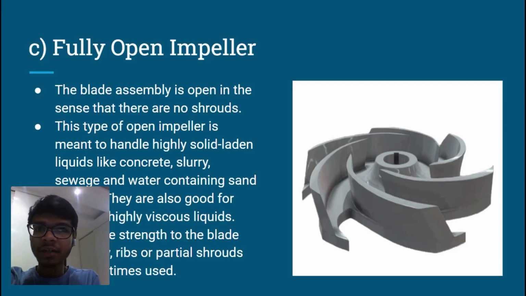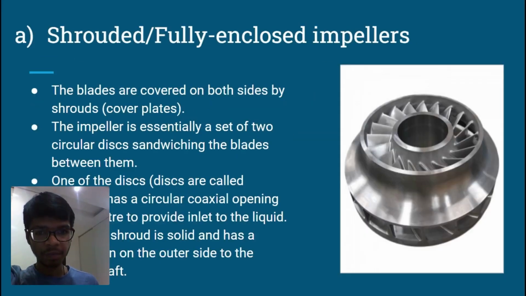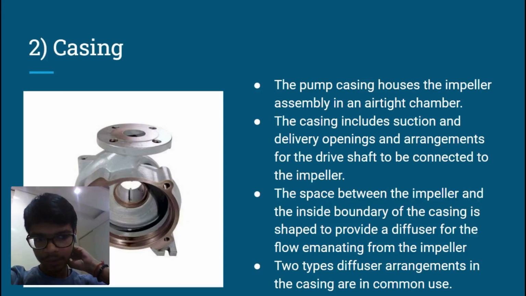So to provide strength to the blade assembly, ribs or partial shrouds are sometimes used, and the liquid slippage in the clearances between the casing and the impeller is a possibility in these kinds of impellers. So moving forward to the different components of the centrifugal pump. Second one is the casing.